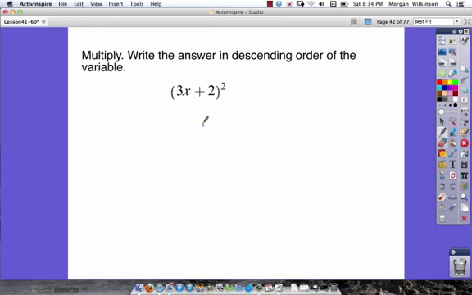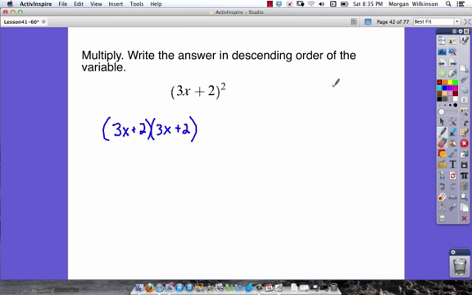We want to multiply and write the answer in descending order of the variable. So with this one, 3x plus 2 squared, we need to rewrite this as 3x plus 2 times 3x plus 2. Because when we square a number, it always means to multiply it by itself.